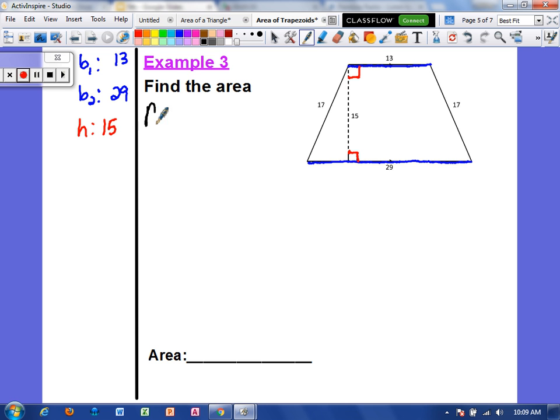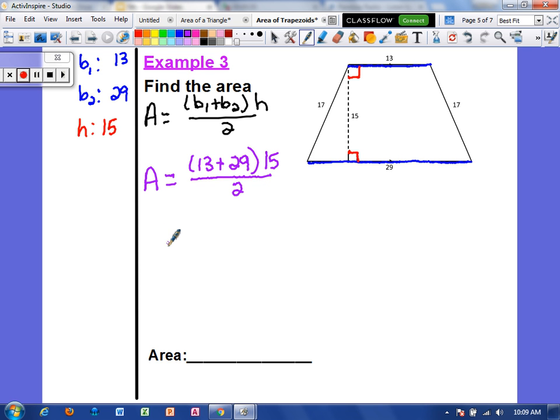Now we write the formula. Base 1 plus base 2 in parentheses times the height, all divided by 2. And let's substitute in this information. So we have a base 1 of 13 plus a base 2 of 29. After we add that, we're going to multiply it by 15 and then divide it all by 2. All right, 13 plus 29, that is 42. So we're going to have 42 times 15, and then we're going to divide it by 2.